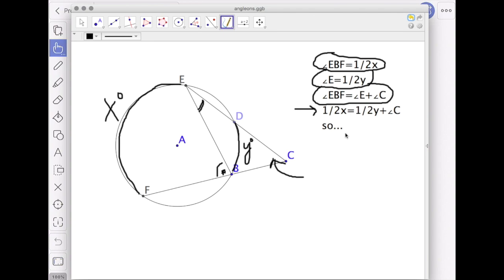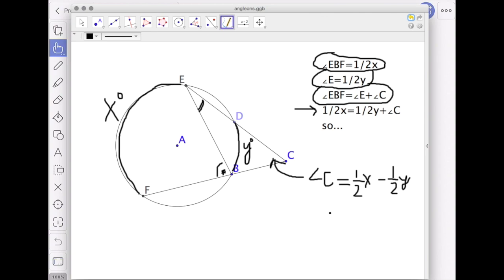So if that fact is true, that means that angle C would have to be equal to half of x, minus, if we subtract half of y from both sides, half of the degrees in y. And that's a formula that we could use to figure out the measurement of C.